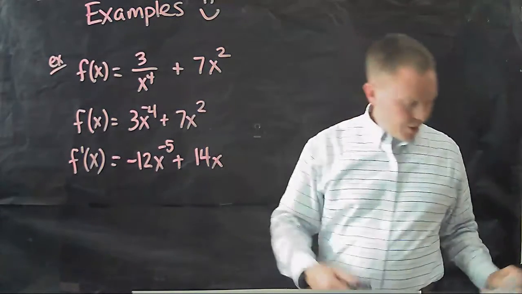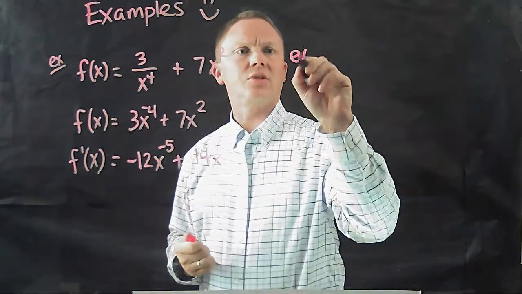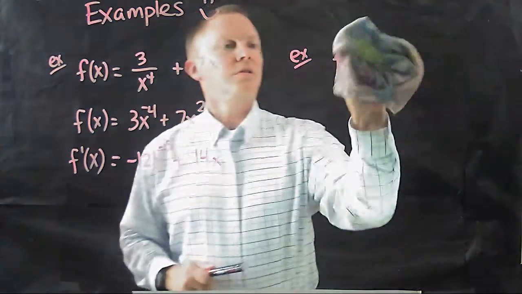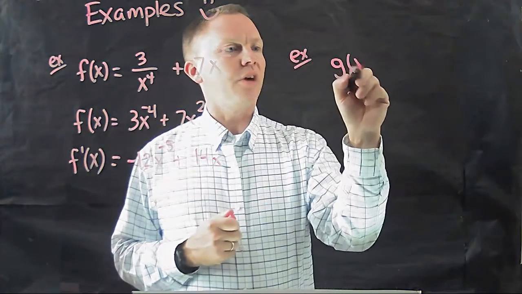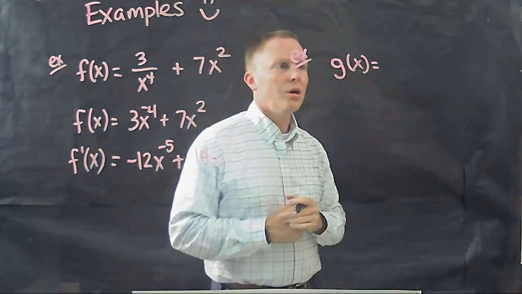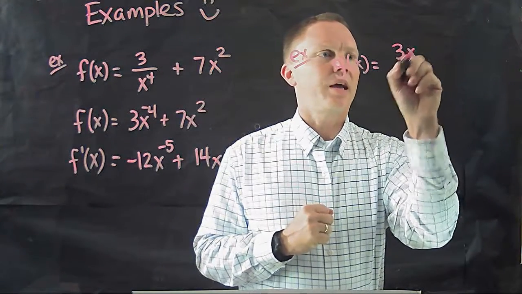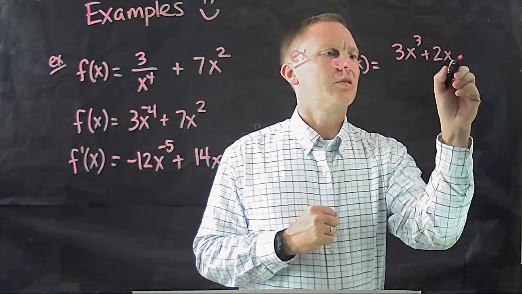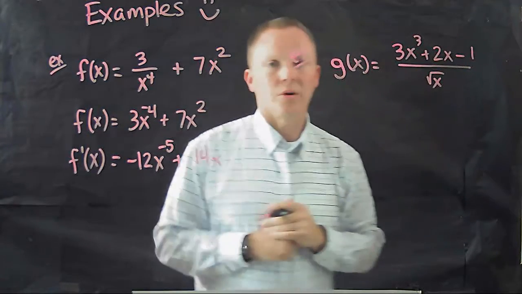So here we go. We got this rule, and it's great. Let's do another one. Let's use a different name for a function. F gets all the love. How about g of x is equal to, ready? 3x cubed plus 2x minus 1 over the square root of x.